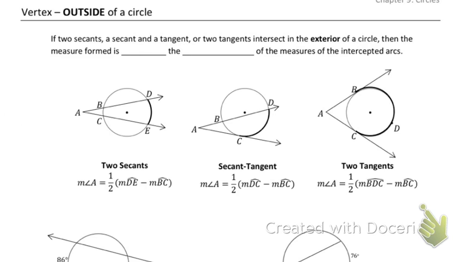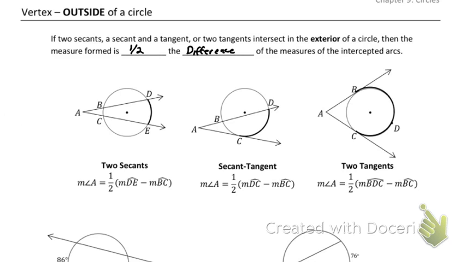All right, so if two secants, a secant and a tangent, or two tangents intersect the exterior of a circle, then the measure formed is kind of the same. It's 1/2, but it won't be the sum this time. It'll actually be the difference. So the only difference between two secants or something meeting inside the circle and them meeting outside the circle is you're going to add if they're inside, you're going to subtract if it's on the outside.